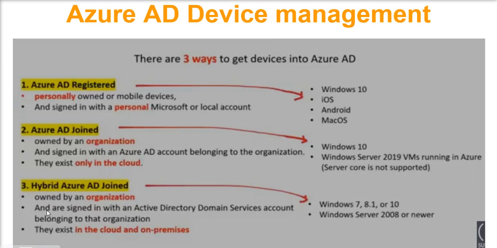Next option we have hybrid Azure AD joined. Here also the device should be owned by an organization and signed in with an Active Directory Domain Services account belonging to that organization, and they can use the devices which exist in the cloud as well as on-premises devices. Here we can connect Windows 7, 8.1 or 10, and Windows Server 2008 or newer. So this is all about Azure AD device management.